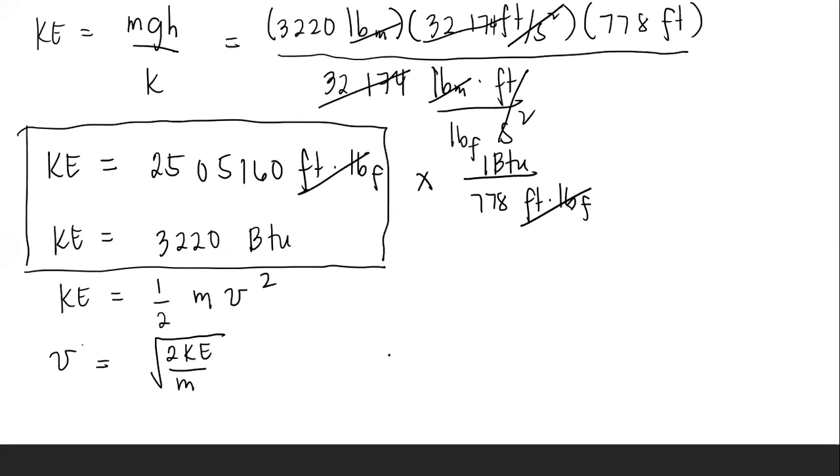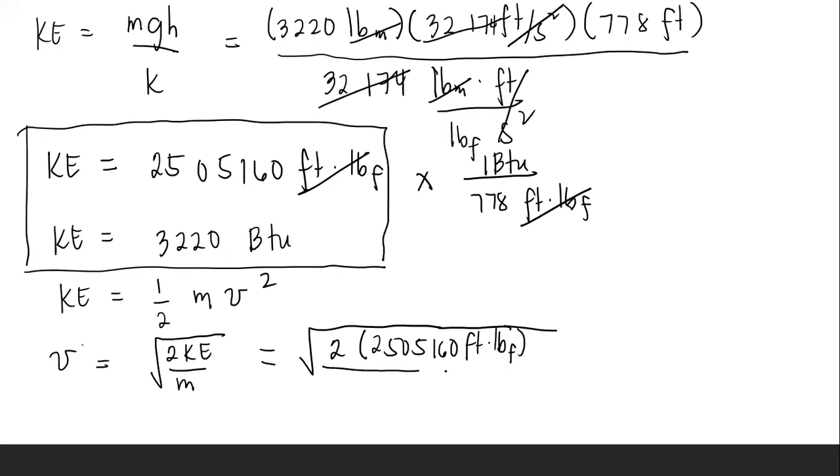Okay, sorry. Again. Now, we have the velocity, which is equal to the square root of 2 times the kinetic energy over the mass. Therefore, substitute. We're going to use foot pound force: 2 times the kinetic energy of 2,505,160 foot pound force over the mass of 3,220 pound mass. But if you can see, we cannot get the value of the velocity. It should be in feet per second squared.